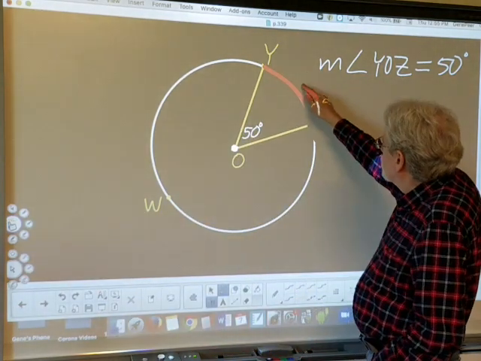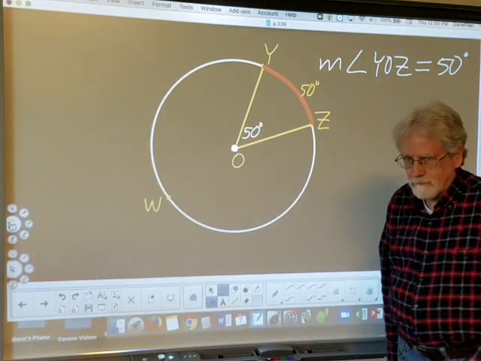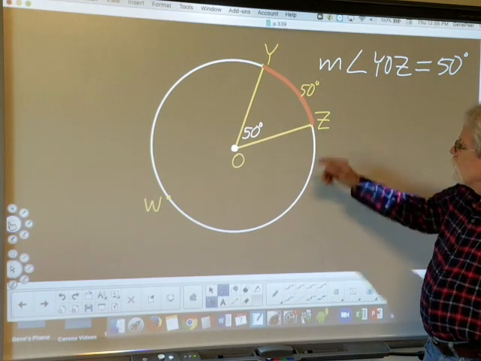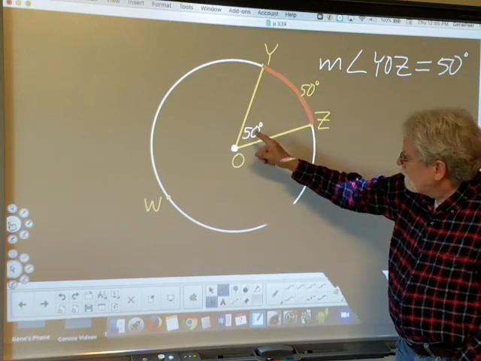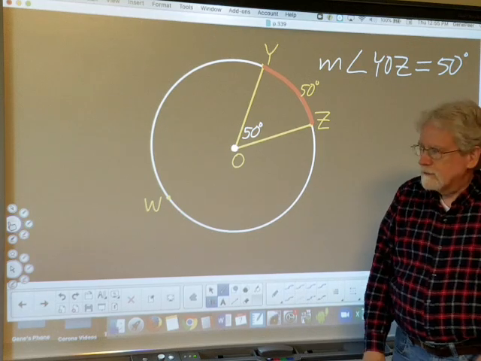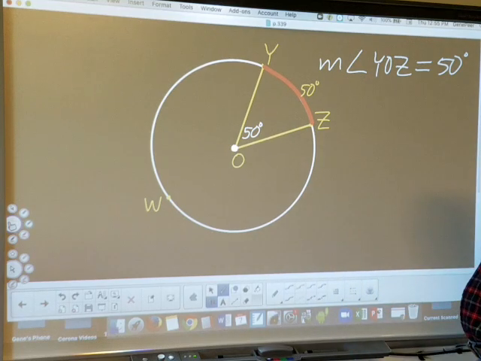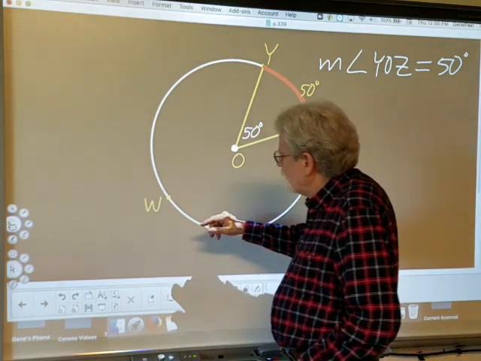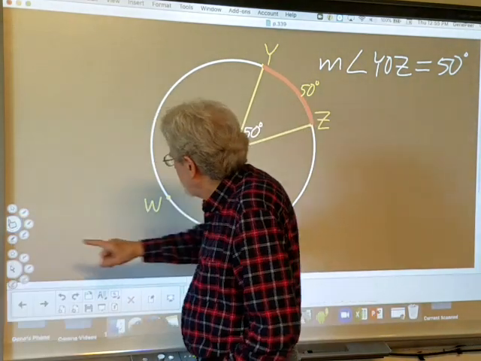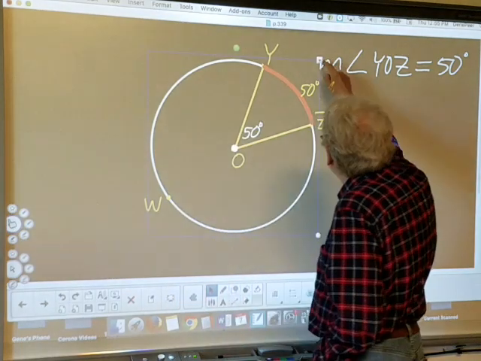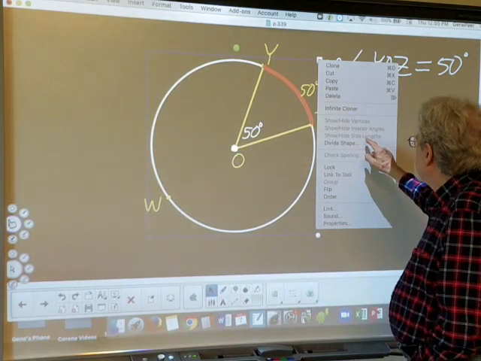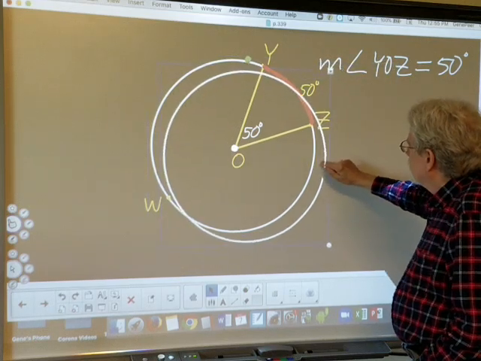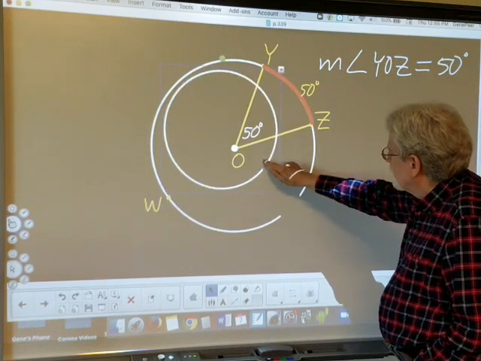That's the definition of arc measure. The measure of an arc is equal to the measure of its central angle. That's all there is to that. Now that raises a complication. Because what if I have another circle? Let's see if I can do it this way. I'd like to have a nice neat circle here. Let's clone that guy. And let's shrink him down.